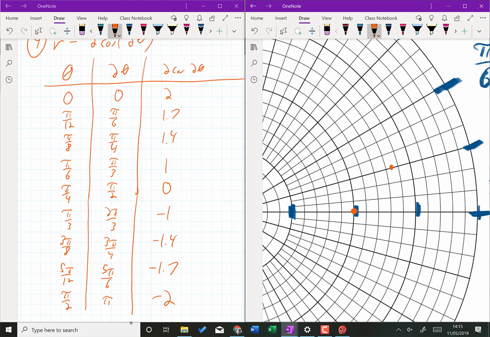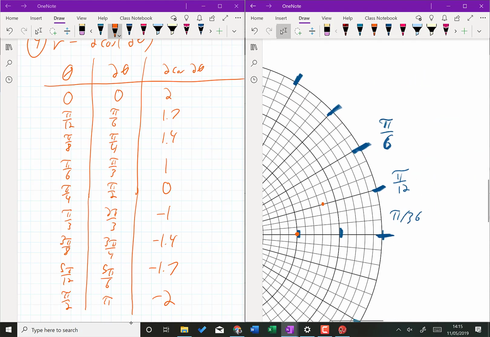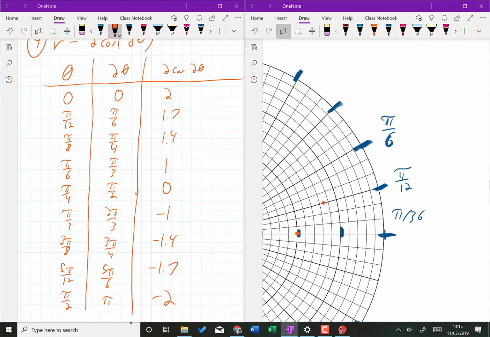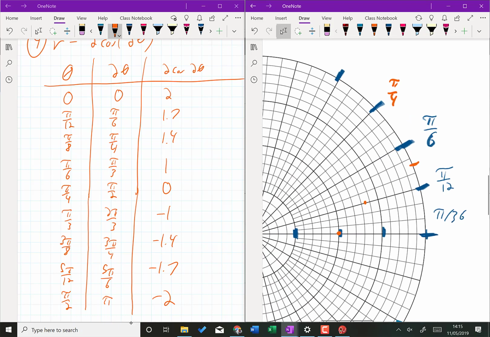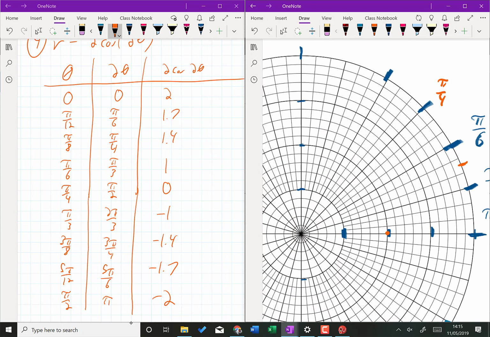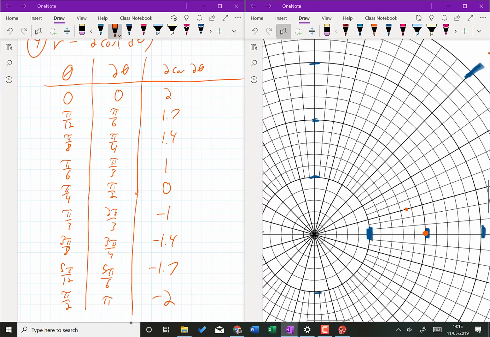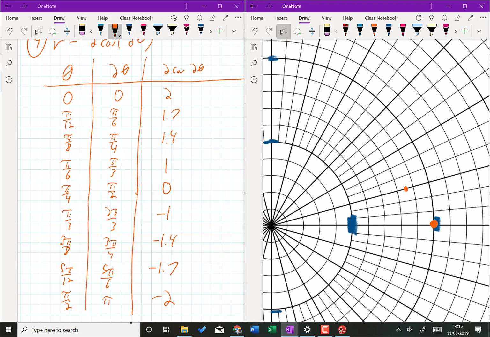Pi over 8, 1.4. This can be weird, but it's not impossible. Isn't pi over 8 half of pi over 4? It's not a ray that's actually visible here, but it should be right here. If this is pi over 4, pi over 8 is that tick mark. So we can put 1.4 there. Oh, wait a minute. I graphed 2.7. Where are you guys? Okay, there's 1.7. We'll put 1.4 right there.